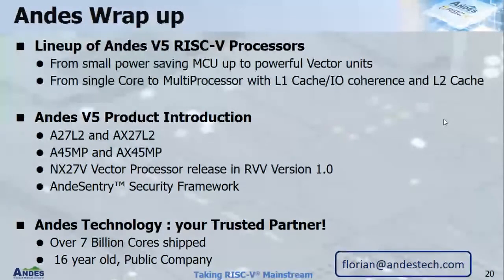So, Andes Technology, I hope we can become your trusted partner. With over 7 billion cores shipped so far, and being a 16-year-old public company, working already with many great Japanese companies like Renesas or Socionext and many others, we are thinking we are in a good position to offer you a very reliable and power efficient yet strong core for your next ASIC.